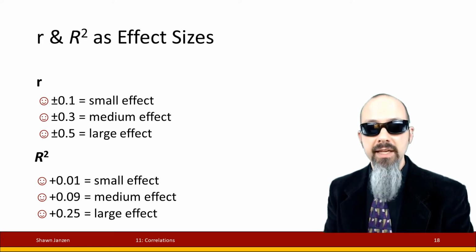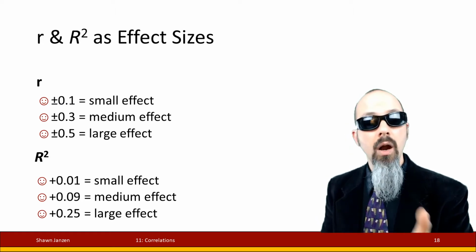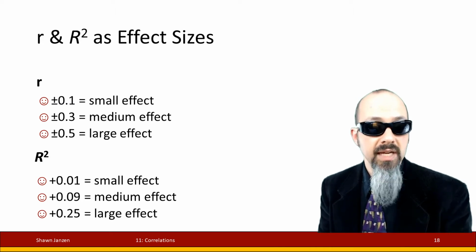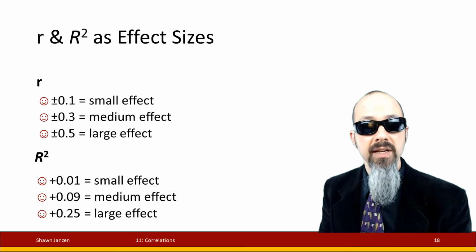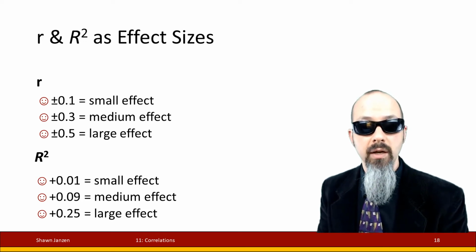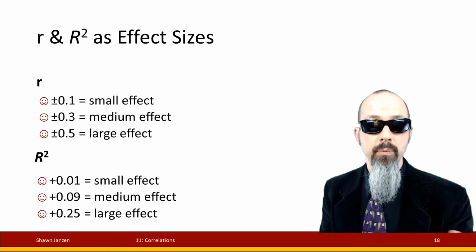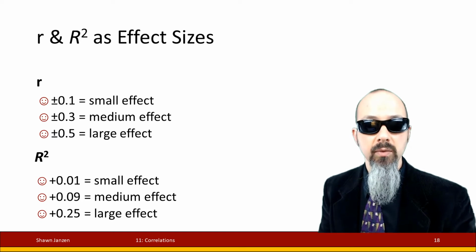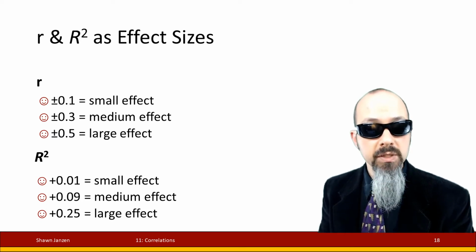Now, I'd like you in your notes to keep track of the difference between r and r squared. When you square r, it's going to become a smaller number when it's in decimal form. That's just how the math works. So we're going to tamper down our french fry size scale for the r squareds. Keep in mind r has an effect of plus or minus 0.1, plus or minus 0.3, plus or minus 0.5 for small, medium, and large respectively.